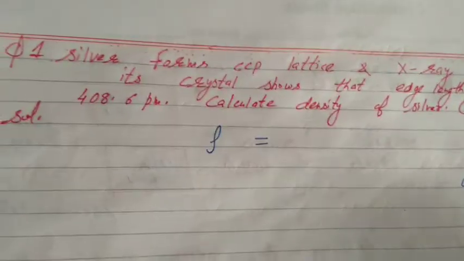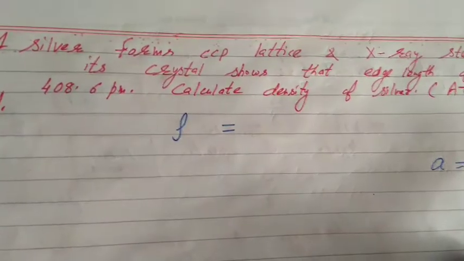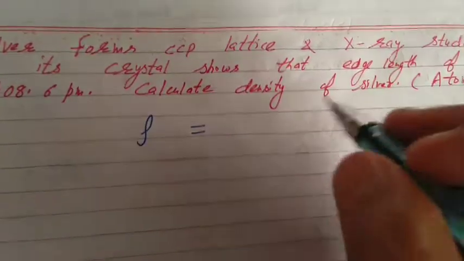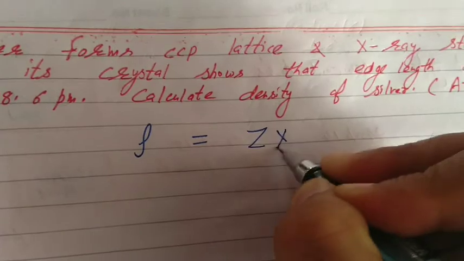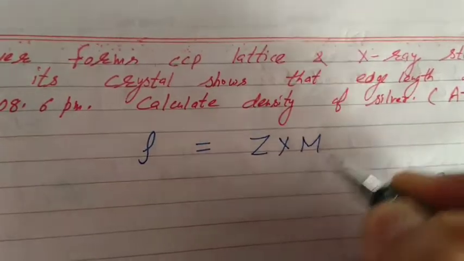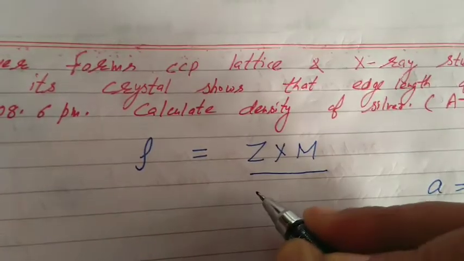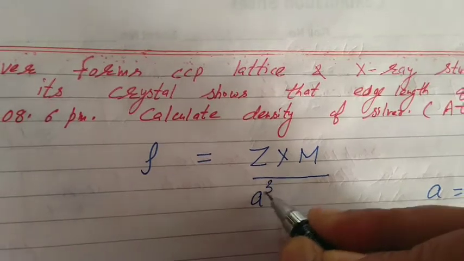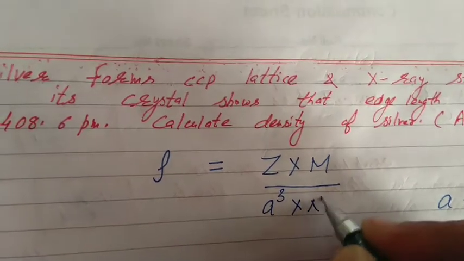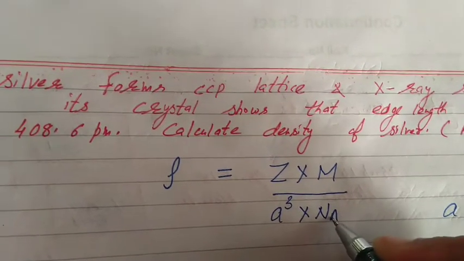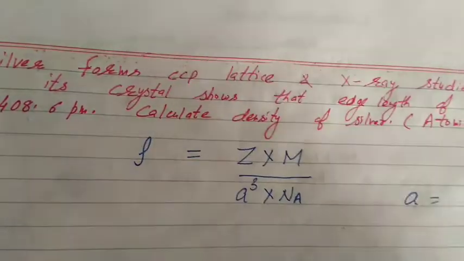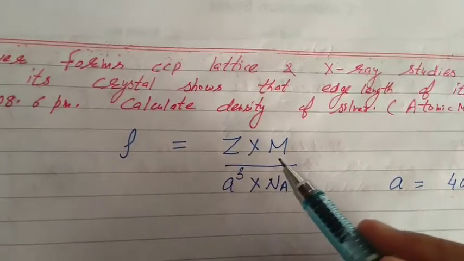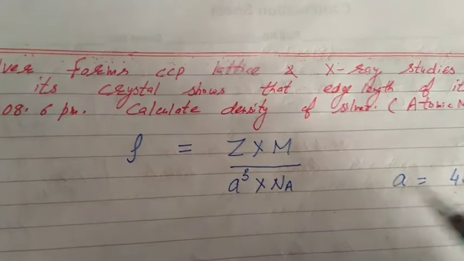We have to find density of silver, students. That's the question mentioned in NCERT. Density rho is equal to Z into M upon A cube into Avogadro's number, Na. That's the formula to find density. Rho is equal to Z into M upon A cube into Na.